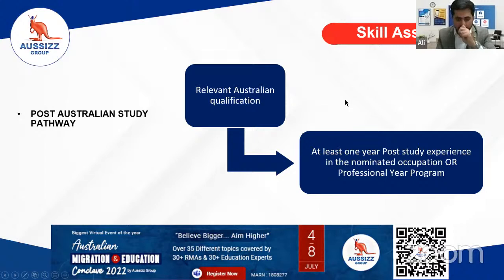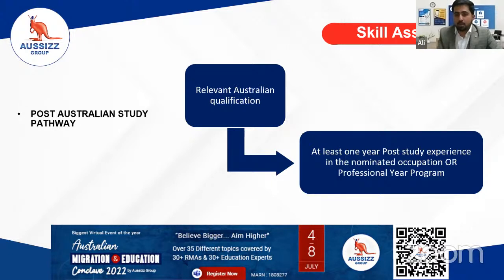So ACS, unlike Engineers Australia, which in general, in simple words, has either an accredited pathway or a non-accredited one, has different pathways for Australian qualifications and overseas qualifications. I'll go one by one, starting with the Australian qualification, which is called the Post-Australian Study Pathway. In this, if someone has completed a relevant Australian qualification, equivalent to an Australian bachelor's or master's, they need at least 1 year of post-study work experience in their nominated occupation, or a professional year program, to get skills assessment.